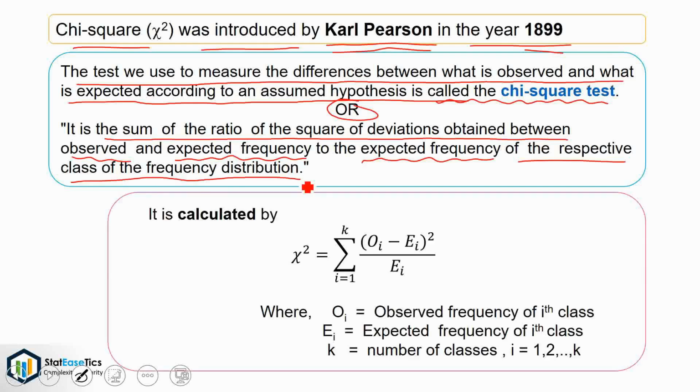And it can be symbolically written as chi-square is equal to summation i is equal to 1 up to k, (oi minus ei) square divided by ei, where oi is the observed frequency of ith class, ei is expected frequency of ith class, and k is equal to number of classes, where i is equal to 1 up to k.